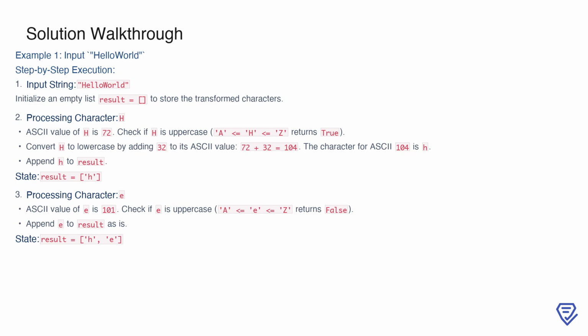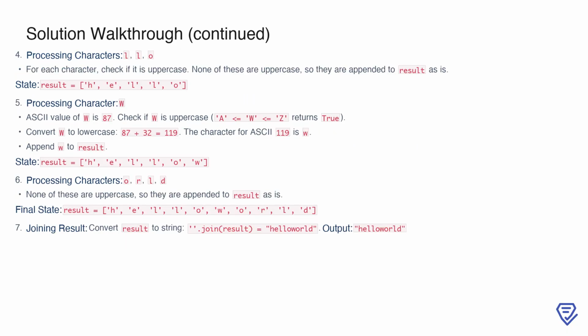list. Moving on to the next character, e, we find that its ASCII value is 101 and confirm that it is not uppercase. As such, we directly append the character e to the result list without modification. At this point, the state of result is h, e. Now, we continue processing the next set of characters, which are l, l, and o. For each of these, we check if they are uppercase, and since none of them are, they are simply appended to the result list as they are. This brings the state of result to h, e, l, l, o.